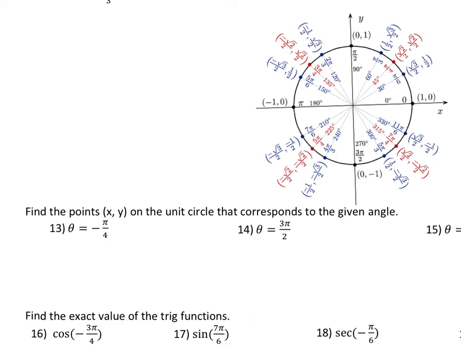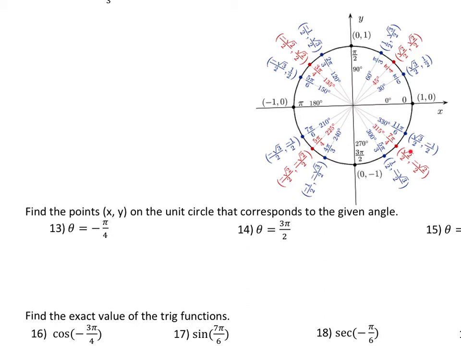In this video, we're going to be looking at the second page of the review, starting with problem 13. It's asking you to figure out the points x and y on the unit circle that correspond to the given angle. So you're given the angle, you just need to figure out the coordinate points. If you have negative pi over 4, if that's where pi over 4 is positive, then negative pi over 4 would be right here. It'd be equivalent to 7 pi over 4.